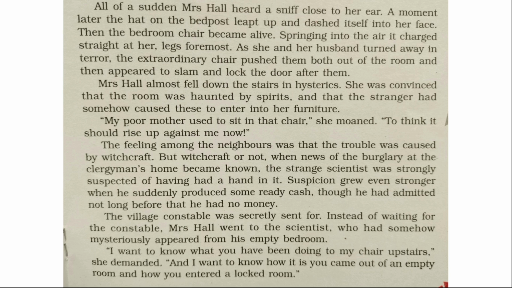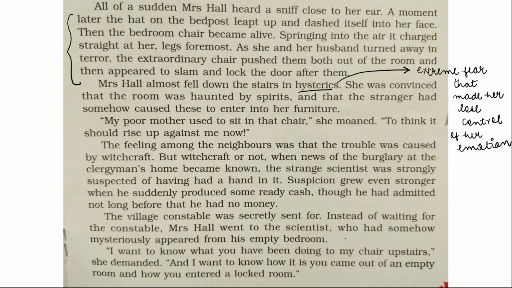Mrs. Hall almost fell down the stair in hysterics. So hysterics means extreme fear. Actually, hysterics could be extreme emotion, but in this case she was extremely fearful and it made her lose control of her emotion because they thought that there was some paranormal activity taking place in their inn. She was convinced that the room was haunted by spirits and that the stranger had somehow caused these to enter into her furniture.